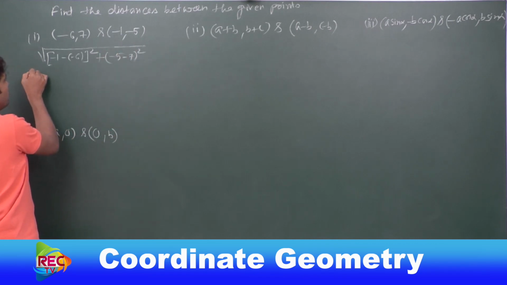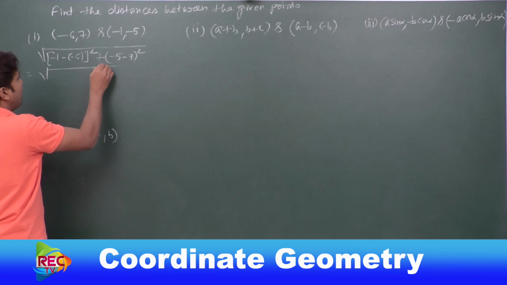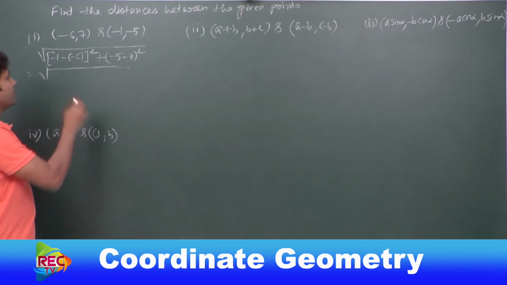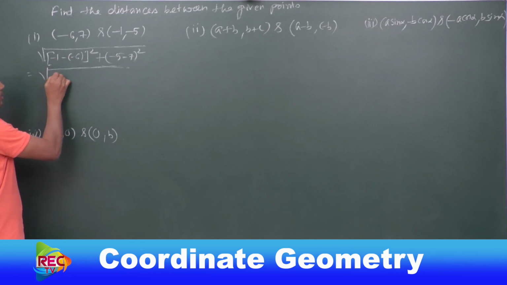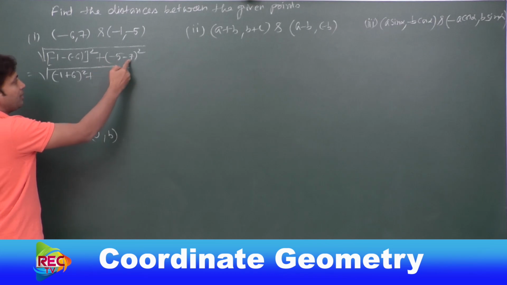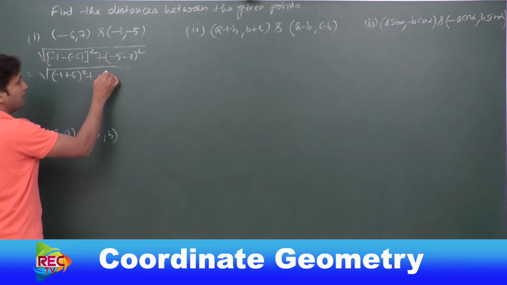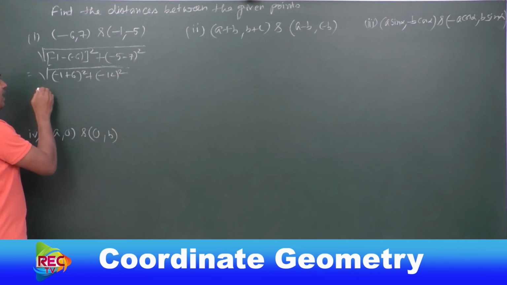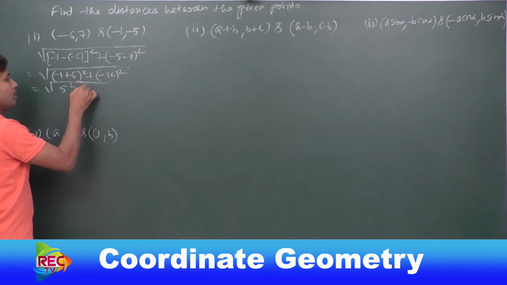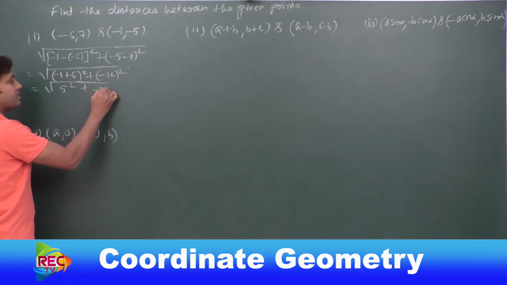Now just do this here. Now tell me, here -1 minus of -6 would be -1 plus 6. (-1 + 6) whole square plus this would be -5 minus 7, that would be -12, whole square. And we can write here -1 plus 6 would be 5 square. Okay, and this is -12 square, write it as it is.